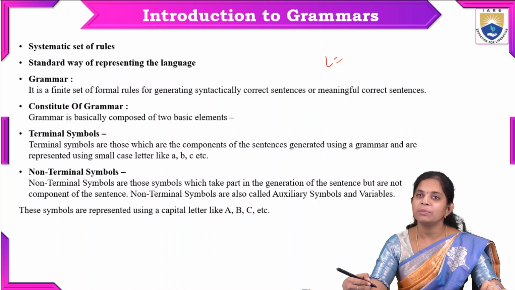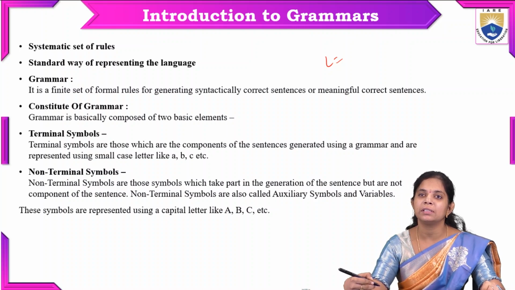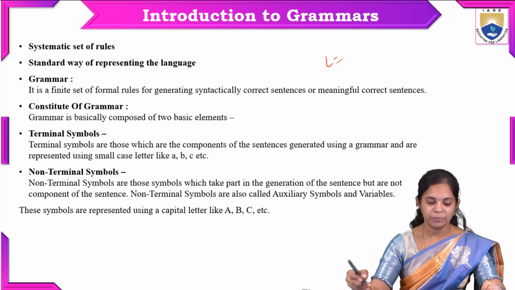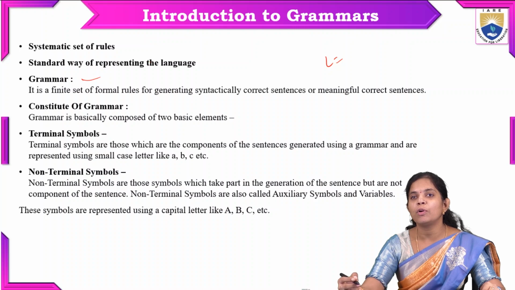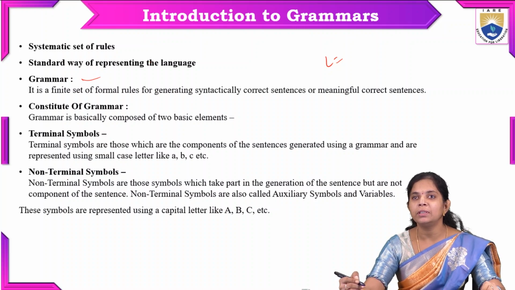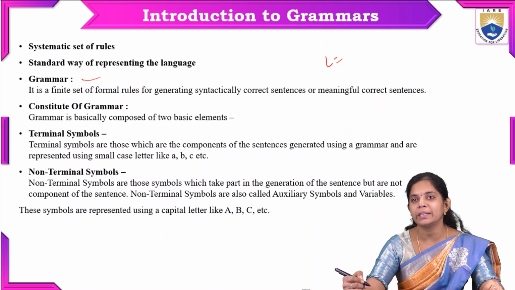Grammar is like English, which has a grammar. Here, the theory of computation also has some grammar. We will discuss how many types of grammars we have. What is meant by grammar? Grammar is a finite set of formal rules for generating systematically correct sentences. Here we need to represent the language in correct, meaningful sentences.